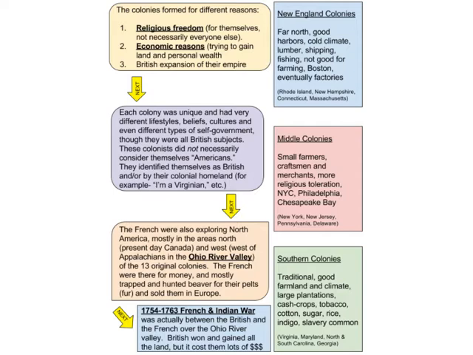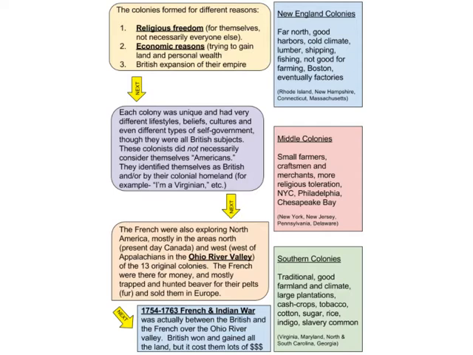Well, each colony was unique and had very different lifestyles. That makes sense. They're each a different colony, right? So they have their different beliefs, cultures, and even different types of self-government, though they were all British subjects. These colonists did not necessarily consider themselves Americans. They identified themselves as British and or by their colonial homeland. For example, I'm a Virginian, I'm a New Yorker. Whatever colony they're from, that's how they identify themselves. But they're still British subjects, British citizens to a degree too.